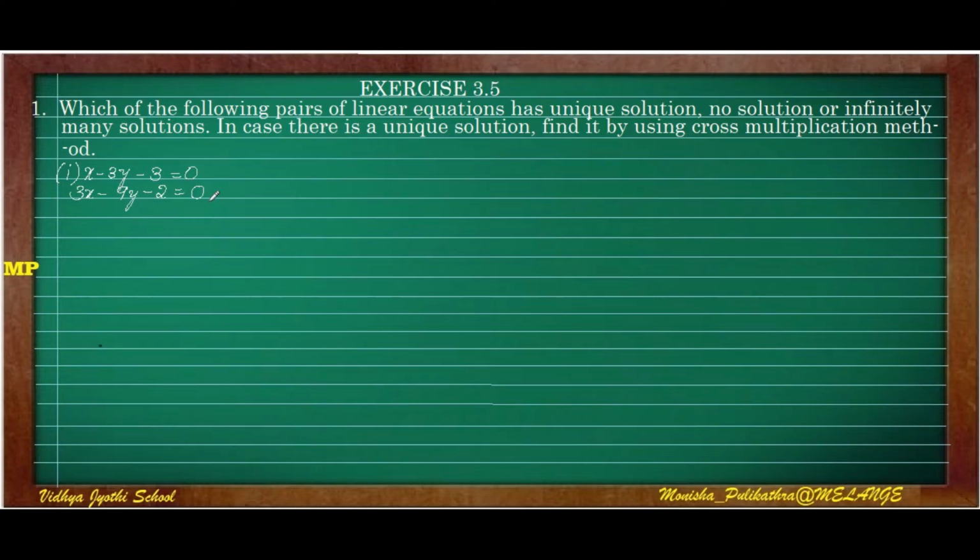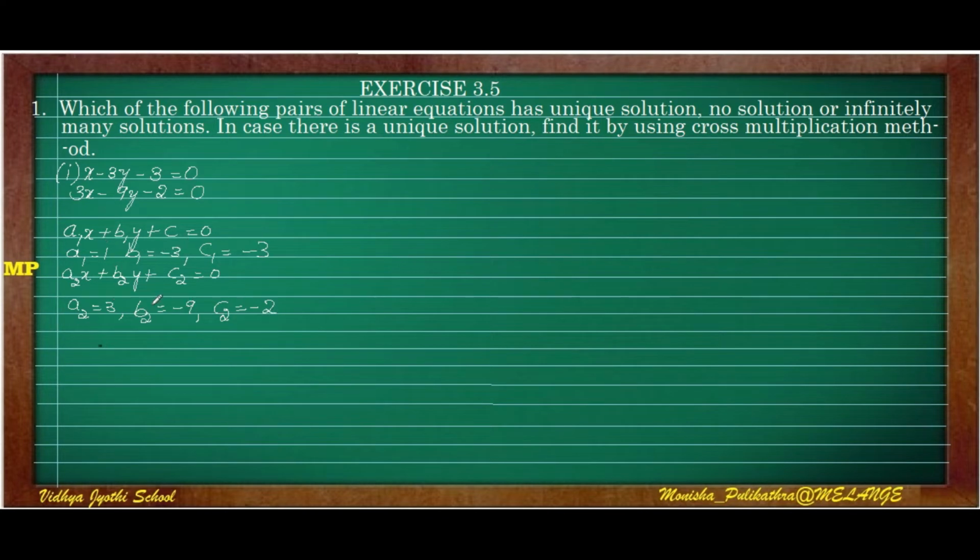So here two equations are given, equation 1 and equation 2. The first equation is in the form of a1x plus b1y plus c1 is equal to 0. So here a1 will be 1, b1 will be minus 3 and c1 will be minus 3. And the second equation is in the form of a2x plus b2y plus c2 is equal to 0. So in the second equation a2 will be 3, b2 will be minus 9 and c2 will be minus 2.